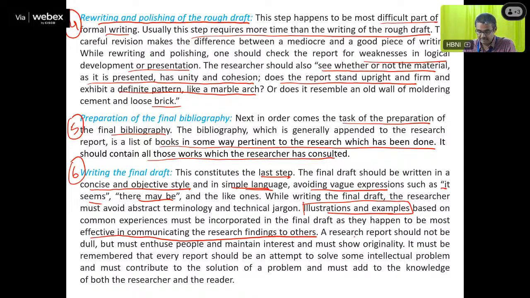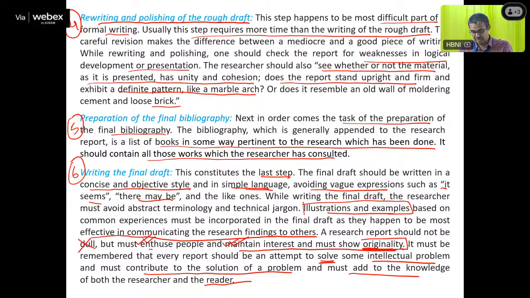Okay. A research report should not be dull, must enthuse people and maintain interest and must show originality. Okay. It should not be dull. This must prove to be enthusiasm to the people so that they maintain their interest and go on reading and also show originality. Okay, something new you have found in research. It must be remembered that every report should be an attempt to solve some intellectual problem. This is very important. Every report should be an attempt to solve some intellectual problem and must contribute to the solution of a problem and must add to the knowledge of both researcher and the reader.